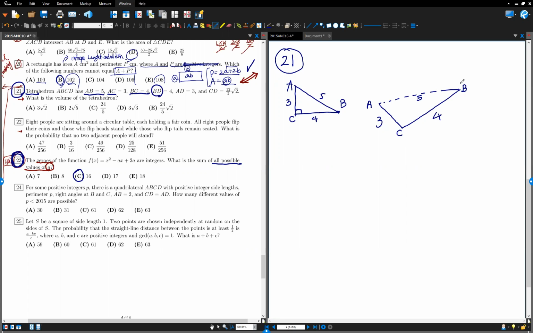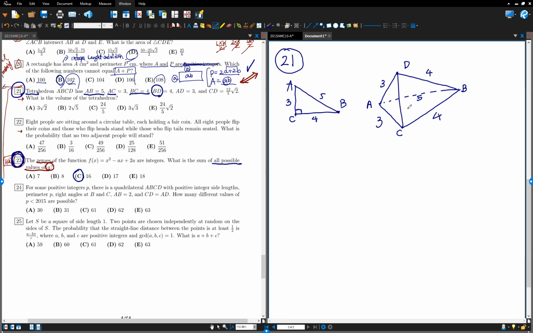Where is D? The other point is BD over here, right? Maybe D is over here. BD is 4. AD is 3. Now you can make the line.